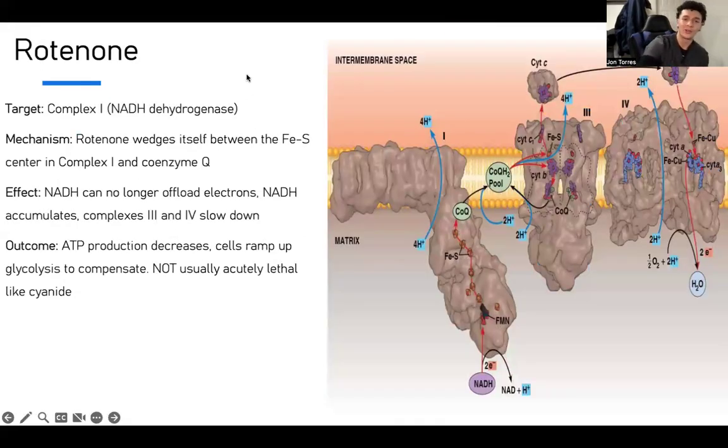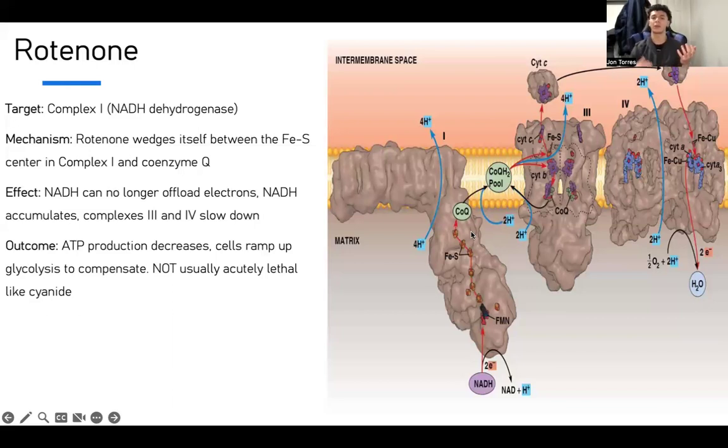Okay, rotenone. We will talk about what rotenone is in just a second. Let's talk about the mechanisms and kind of how this all works. So up to this point, carbon monoxide and cyanide both act in complex 4. However, rotenone acts in complex 1. So the mechanism, this rotenone, it'll wedge itself between the iron-sulfur center in complex 1 and coenzyme Q. So here's our iron-sulfur area. Here's that coenzyme Q. This rotenone will kind of just wedge itself right here.